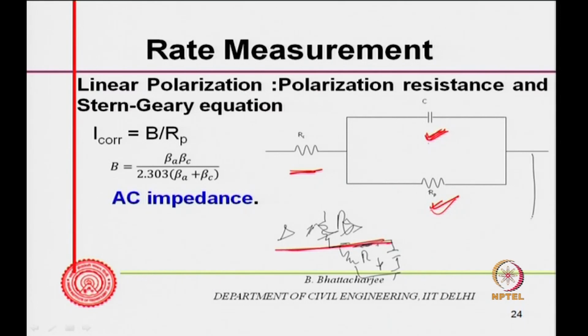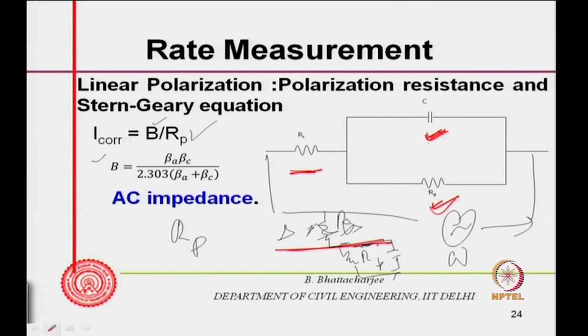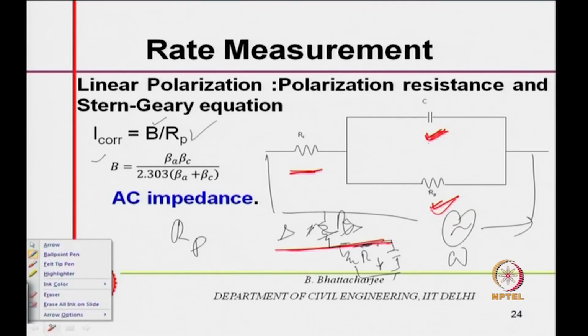When we apply an alternating current through this and vary the frequency, from this variation of frequencies we can make two kinds of plots, one called the Nyquist plot and another called the Bode plot, and from those plots again you can find out R p. Then I corr is B divided by R p. So, corrosion current density can also be found out from AC impedance spectroscopy as we call it, but I do not have time to discuss it in detail.